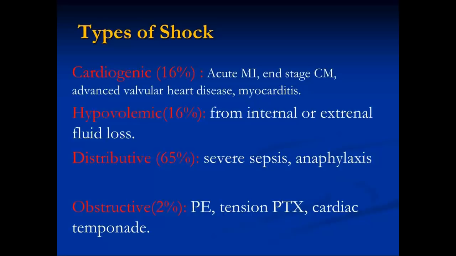distributive shock or vasodilatory shock, is about two-thirds, and then you have about 15% each of cardiogenic and hypovolemic, and a very small percentage of obstructive shock with tension pneumothorax or cardiac tamponade. So you're going to be seeing this a lot. So that's the main one.